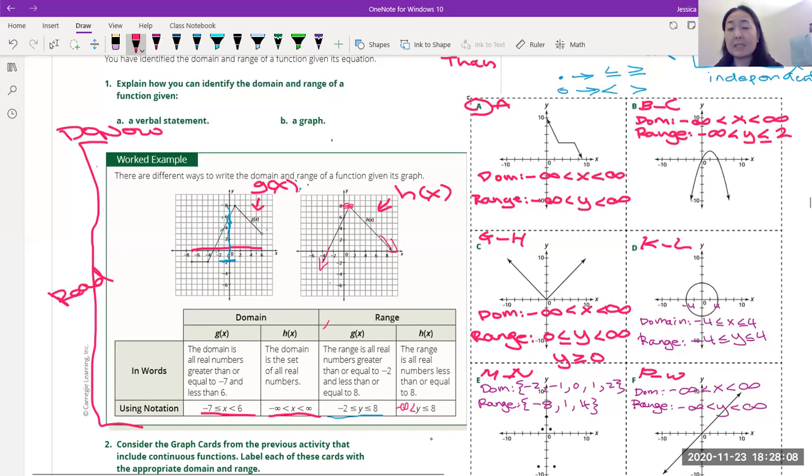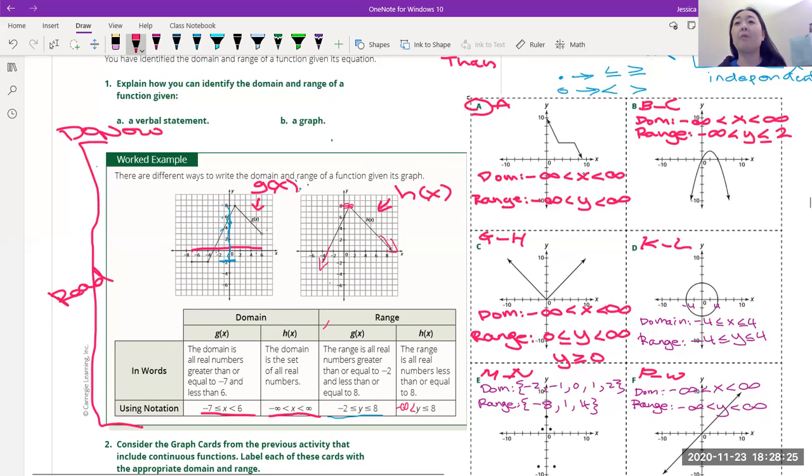Sometimes people do that. It's unnecessary because negative infinity is already included with being less than 8. So that part is extraneous. You don't really need that. But if you put it in, it's not wrong. It's just more writing that you did.